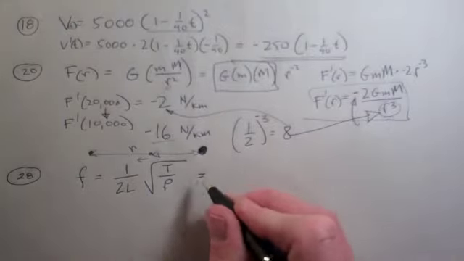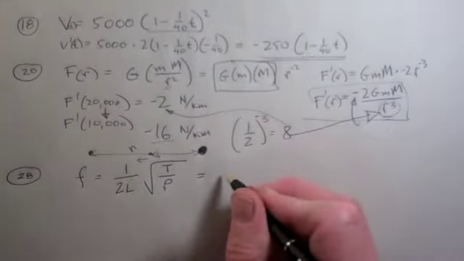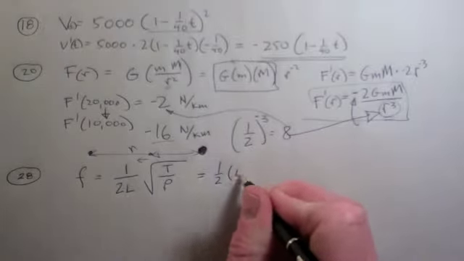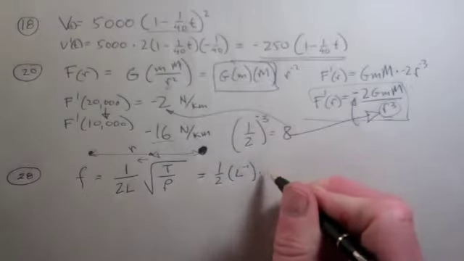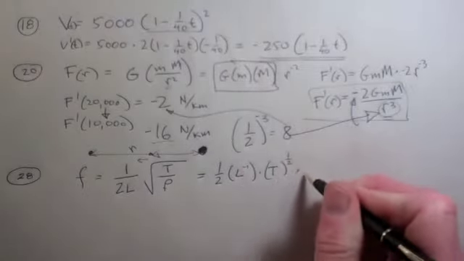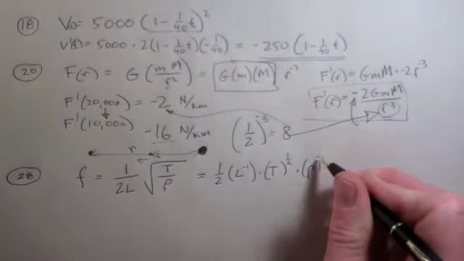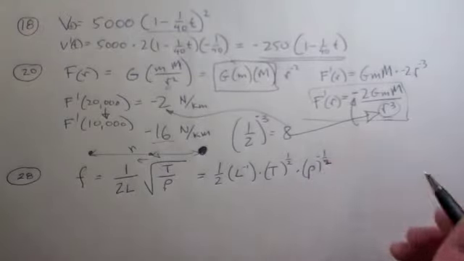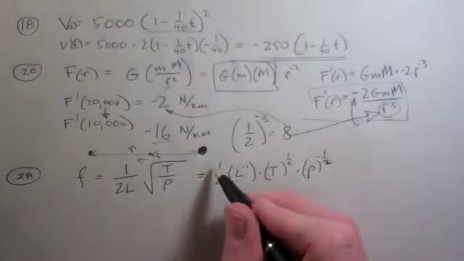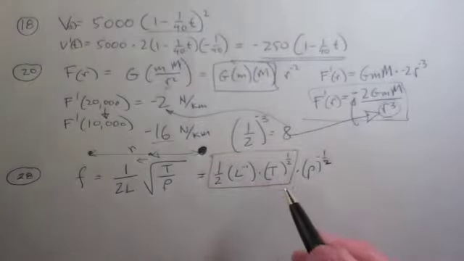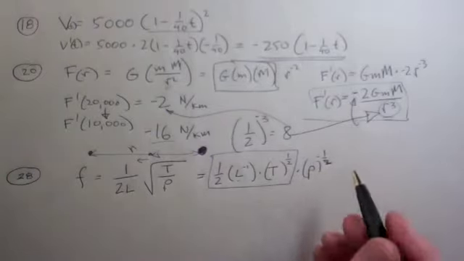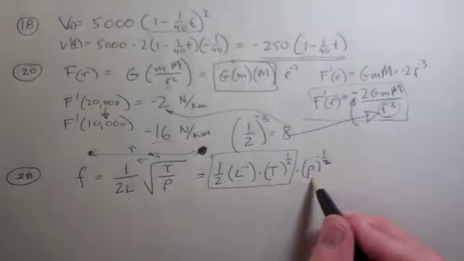I think it's very helpful to think of this as 1/2 times L to the minus 1 times T to the 1/2 times rho to the minus 1/2. Okay, that's a half. And so each of these things, if it's held constant, you can just think of this as being a constant. So in one part, when they say, well, what's happening as this is changing? You just take the derivative with respect to this.